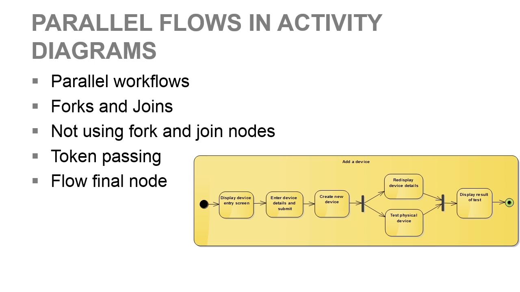In this movie, we're going to look at how you show parallel flows of activity in activity diagrams. We'll look at the two kinds of control node used for parallel flows, that is, fork nodes and join nodes, how you can show parallel flows without these special nodes, and explain the token passing concept that's behind activity diagrams, and show the last of the control nodes, the flow final node.